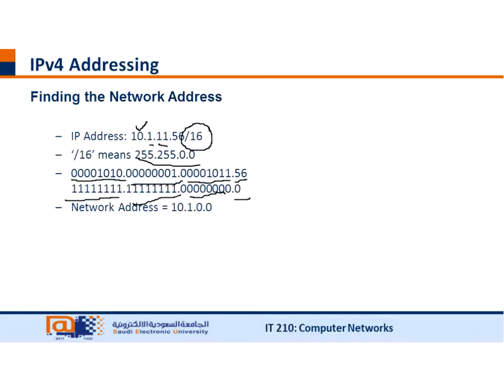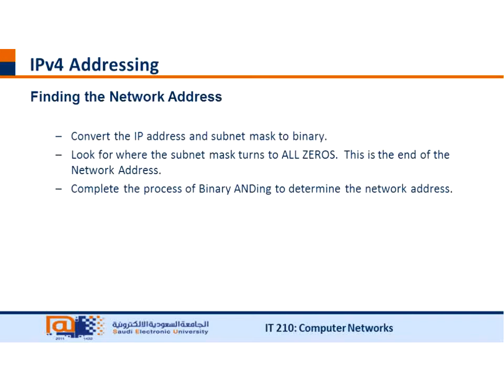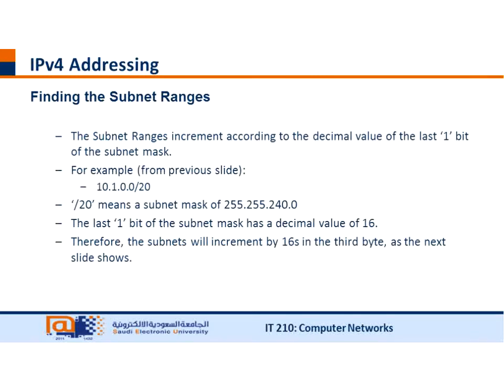Now when you perform the Boolean ANDing operation between these two, you will get 10. When you perform the Boolean operation between 1 and 255, this is 1, same, and the rest will be 0 because here we have 0, so the network address will be 10.1.0.0. So these are the three steps by which we can find the network address, and we have seen two examples also. This is the table that we have used.